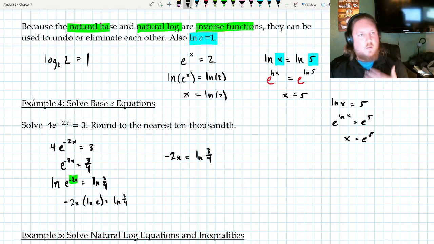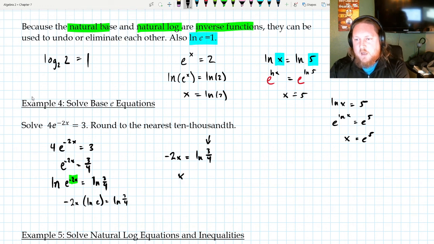Now, one thing you always want to make sure here is that the input of this logarithm is okay. I'm not inputting a negative there, so I'm fine. Otherwise, it messes with the domain. Now I just have to divide both sides by negative 2. The natural log of 3/4 divided by negative 2.